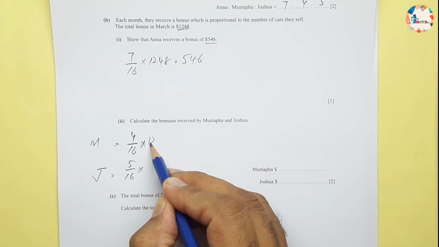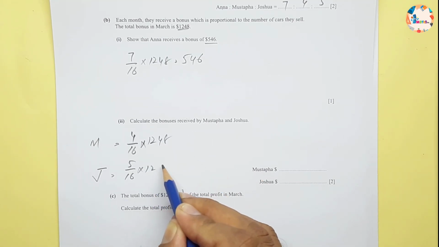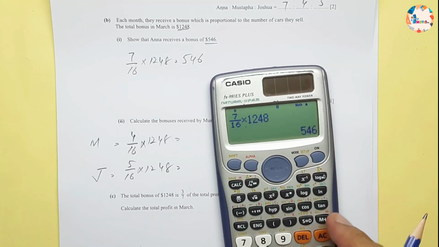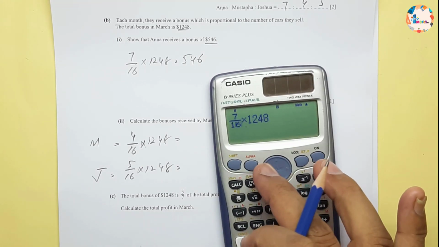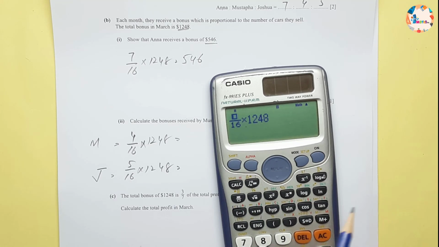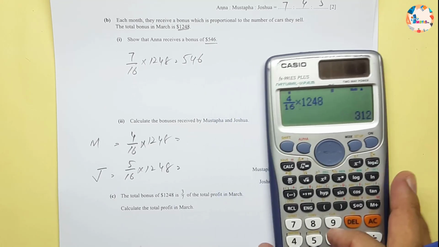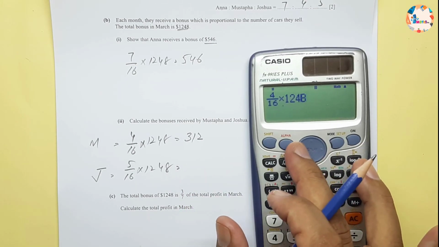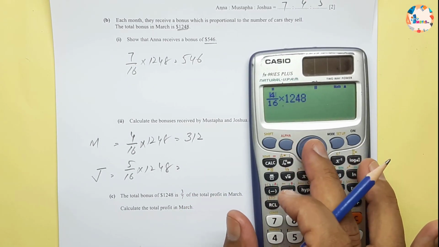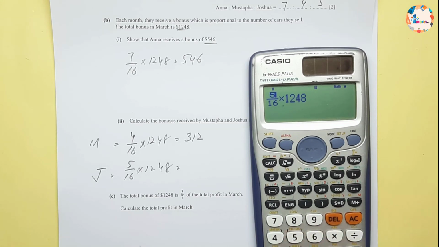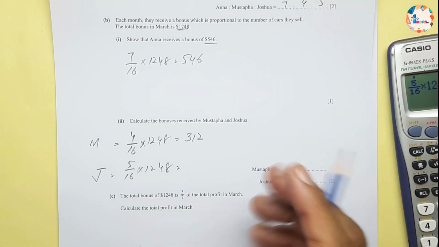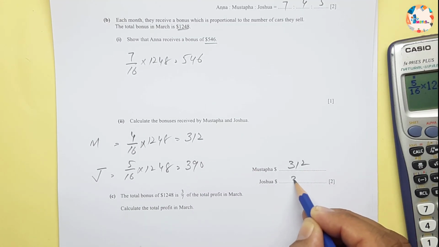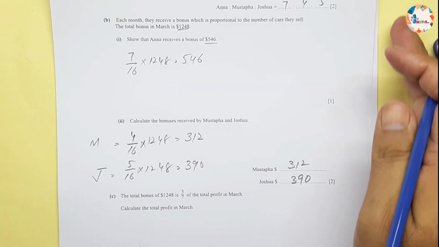and the total amount is 1248. So 1248, this will be equal to, so we can replace here. Basically this will be 4 and this will be equal to 312. So this will be 312 and the other person is having 5 out of 16, so it will be 390. So this will be 312 and this will be 390 as the answer.